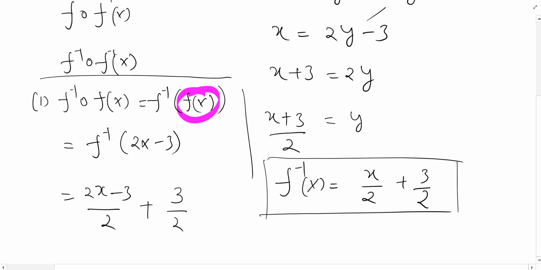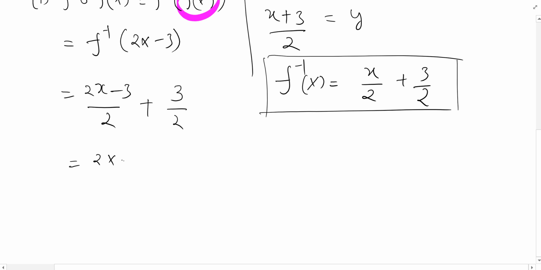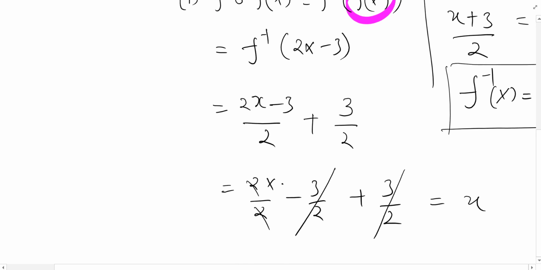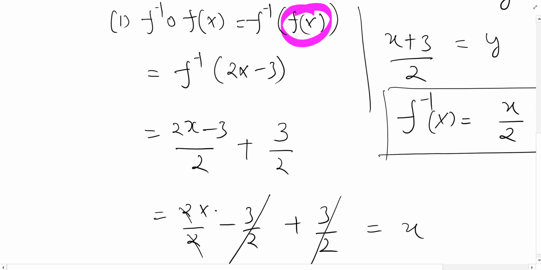Now we can expand it. We have over 2, we divide both of them by 2. Minus 3 over 2 plus 3 over 2. Now minus 3 over 2 cancels with 3 over 2, and 2 cancels by 2, and we are left with x in this case. So let me zoom in so that you can have a better view. That is that.